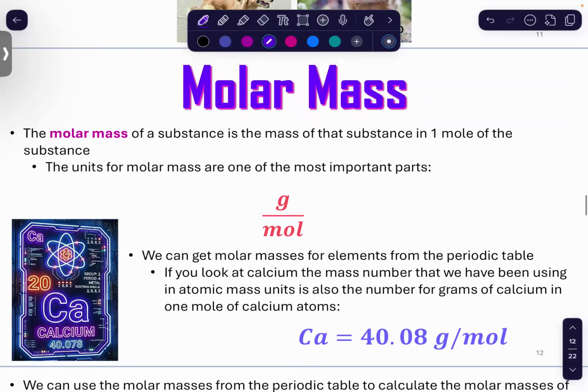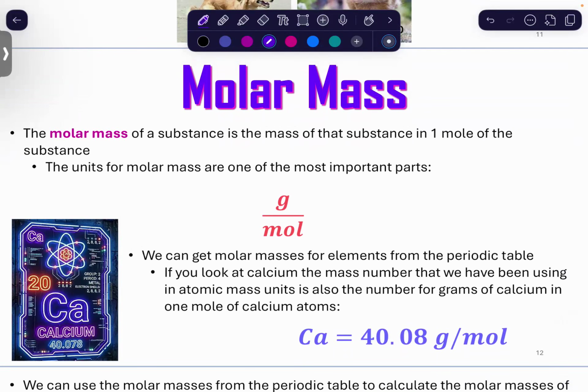And then we move on to what's called molar mass. Now, so far we've been using the masses in the periodic table in terms of atomic mass units. But now we're going to switch to the unit that's going to be more common, the one you'll use most of the time throughout chemistry, which is the molar mass.